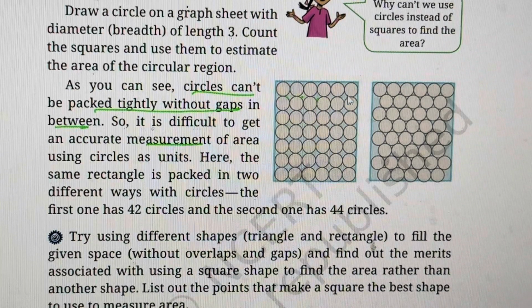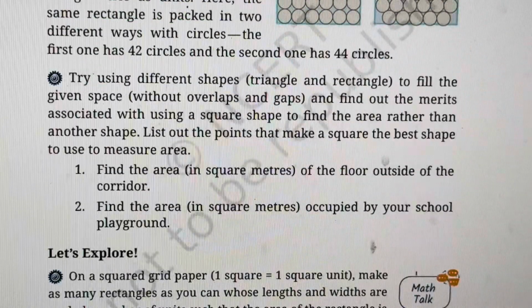This is another way. They have tried to pack it more closely, right? Compared to this, they have kept in between two in the next one. But still there are some gaps, right? Here, 44 circles could have been fitted in the same sheet. Here 42, here 40. Still there is some gap left, right? So we will not get an accurate measurement if we use circles to find out area, right? Now they have also asked us to explore other shapes like triangle, rectangle, to fill the given space without overlaps and gaps.